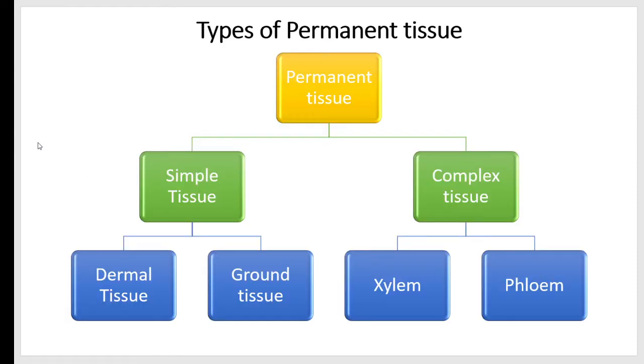Another is the types of permanent tissues. Permanent tissues are of two types, simple tissues and complex tissues. Simple tissues are further divided into dermal tissues and ground tissues, whereas complex tissues are of two types only. They are xylem and phloem.